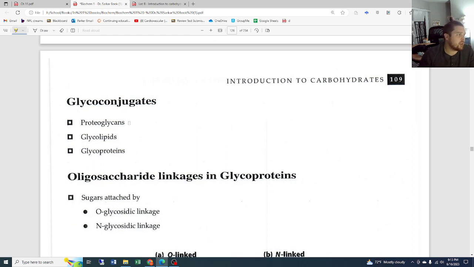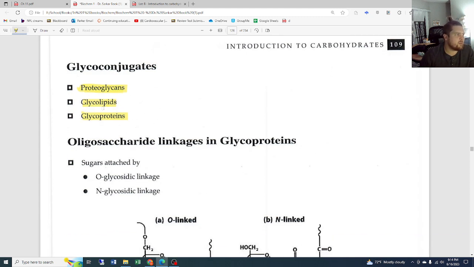Glycoconjugates, proteoglycans: proteo, protein, glycans. So it's protein mixed with our sugars, glycolipids, and glycoproteins, just depending on different forms of it. I would go ahead and pause right here and real quick do a Google search and define each of these terms so that you get a better idea of exactly what to expect with each of those. Maybe a couple of examples or their general function to help you remember those.